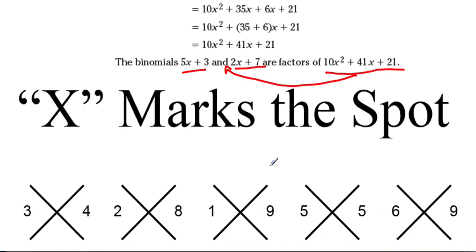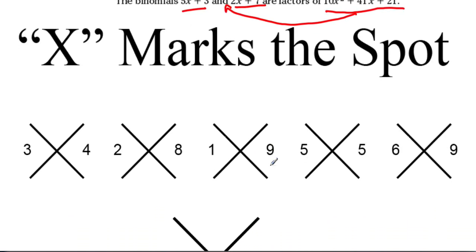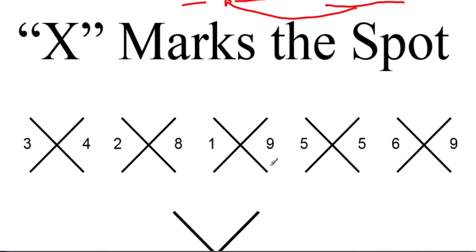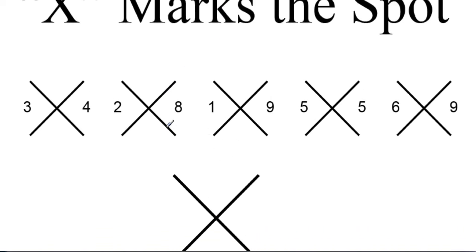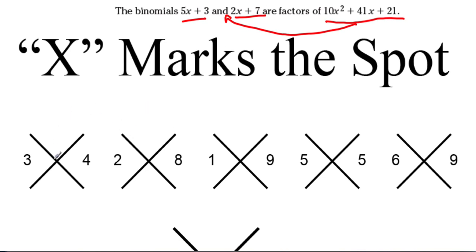One way of doing this is what I call "X marks the spot." We'll not use the method in the book because I think this is a lot easier. So let's do a little bit of practice of X marks the spot. The top part of my X will represent the product of my two numbers. The bottom part will represent the sum of my two numbers.